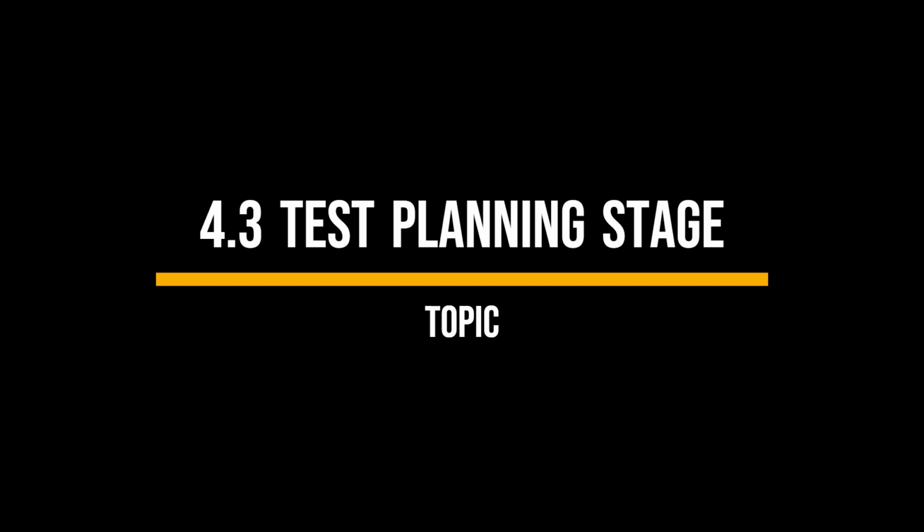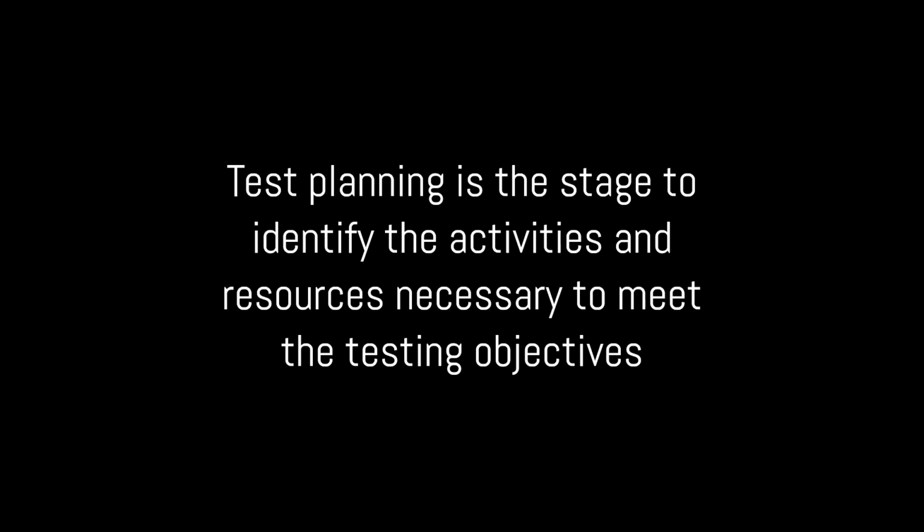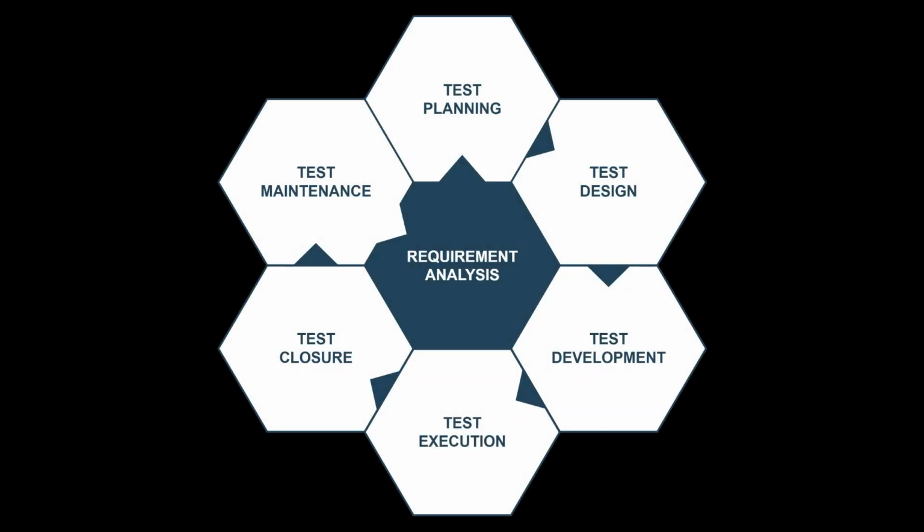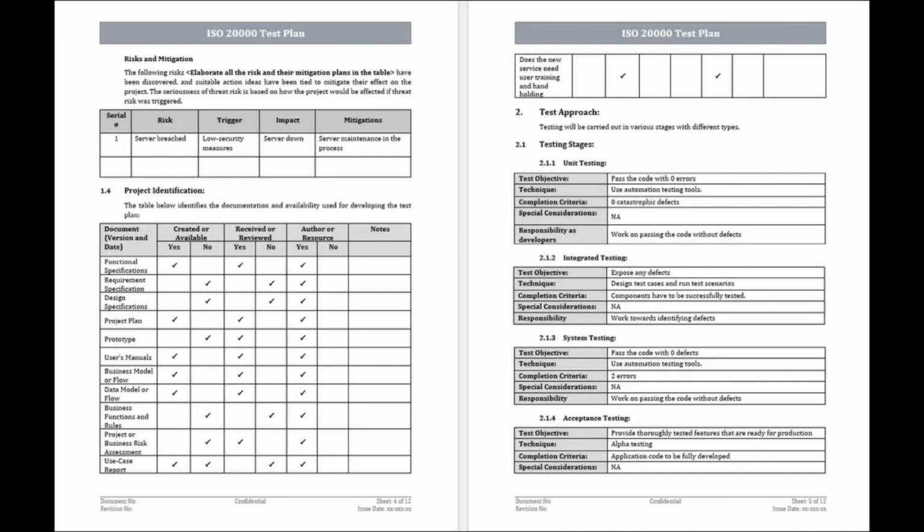Test planning stage. Test planning is the stage to identify the activities and resources necessary to meet the testing objectives. Planning is being performed according to the software requirement specification, test strategy, and risk analysis. Planning is also the stage to identify testing metrics and ways to track them. Test plan is the main document of the test planning stage.